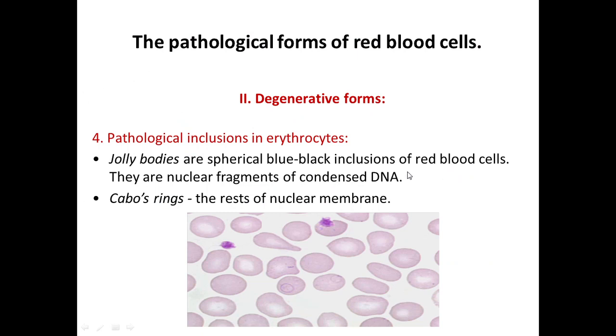The next disorder is the presence of pathological inclusions in erythrocytes. So we can find Jolly bodies and Cabot rings. Jolly bodies are spherical blue-black inclusions in red blood cells. They are nuclear fragments of condensed DNA. And Cabot rings, here you can see an erythrocyte with a Cabot ring. These are the remnants of the nuclear membrane. Such pathological inclusions we can find in B12 deficiency anemia.